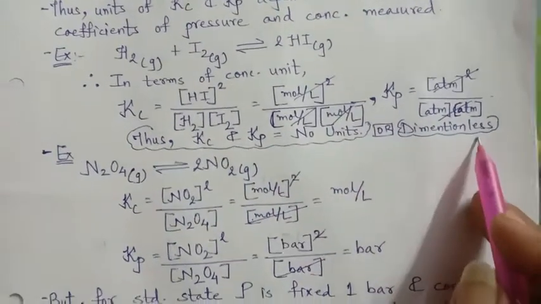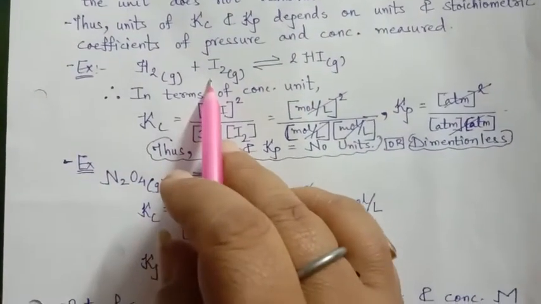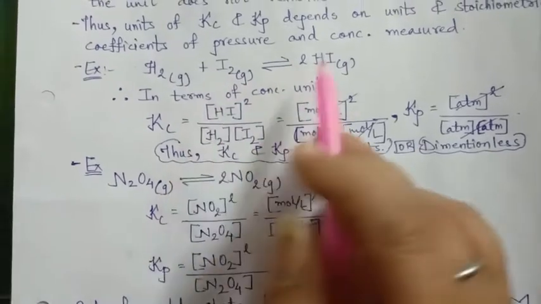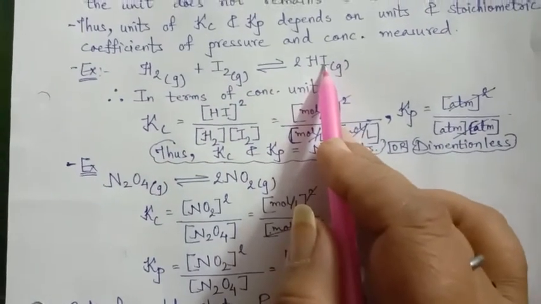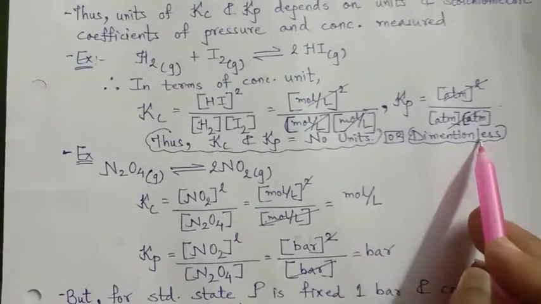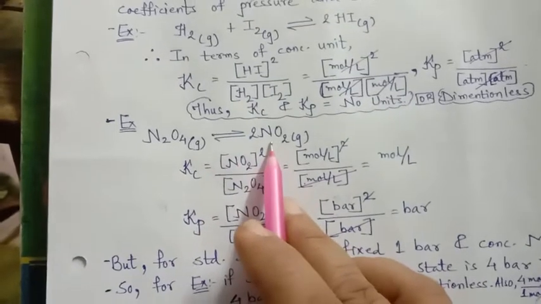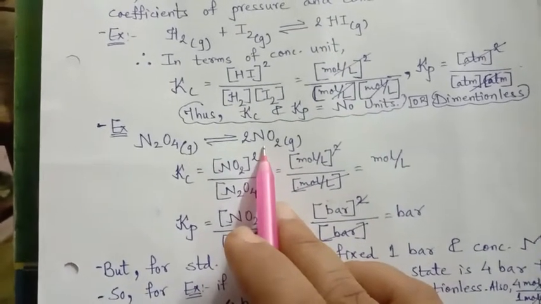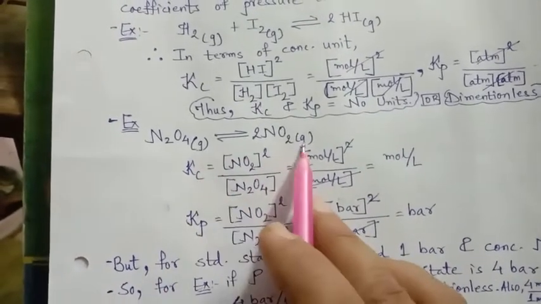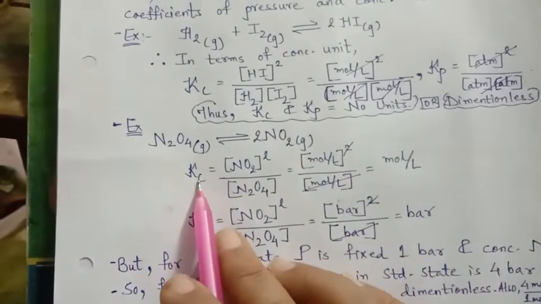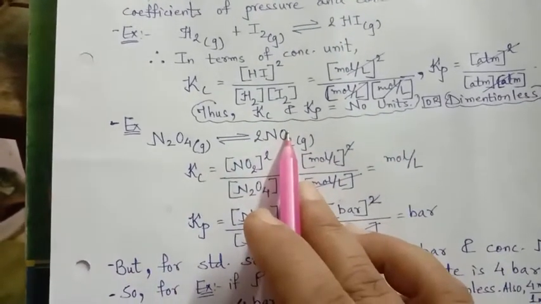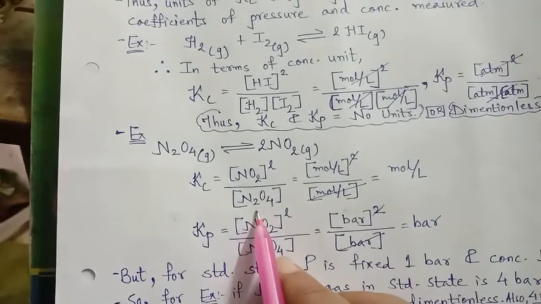Or we can say here, for hydrogen and iodine reactant, hydrogen iodide gas, the Kc and Kp is dimensionless. Let's have another example. N2O4 reacts and gives twice NO2 gas. Both are in a gaseous form now. Let's see, Kc is equal to NO2 raised to 2 upon N2O4.